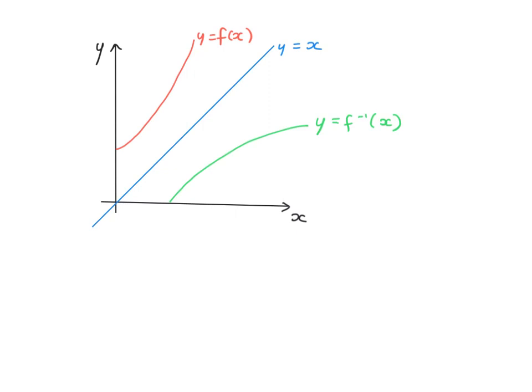If there is a point on the original function y equals f of x, which we'll call (a, b), then the mirror image of this point, if we go across to the line y equals x and reflect down here, will have coordinates (b, a).